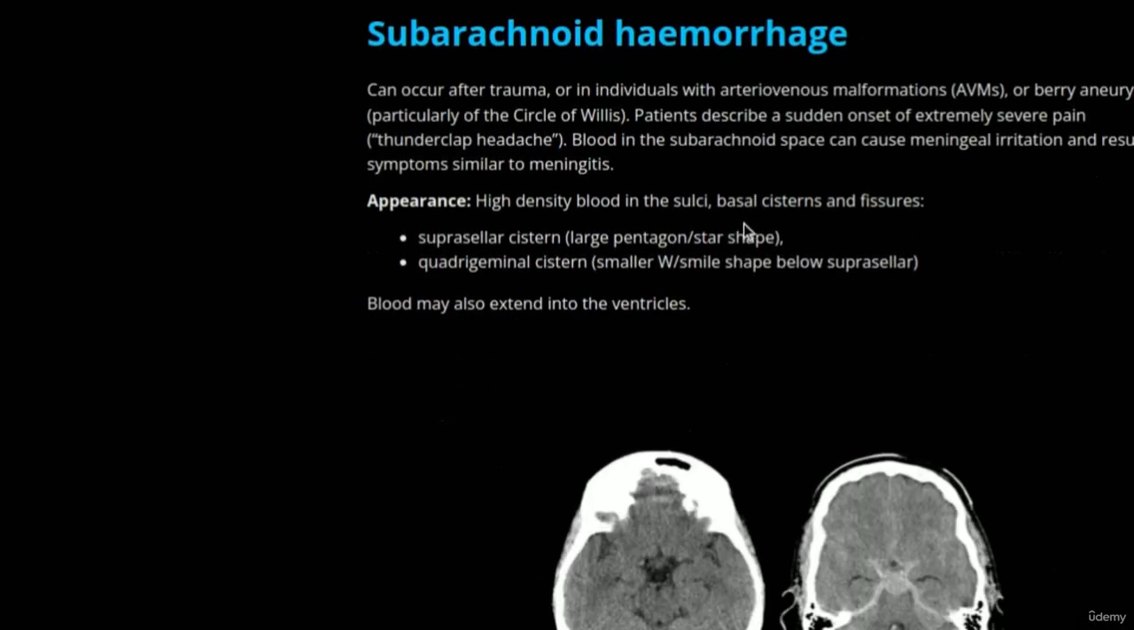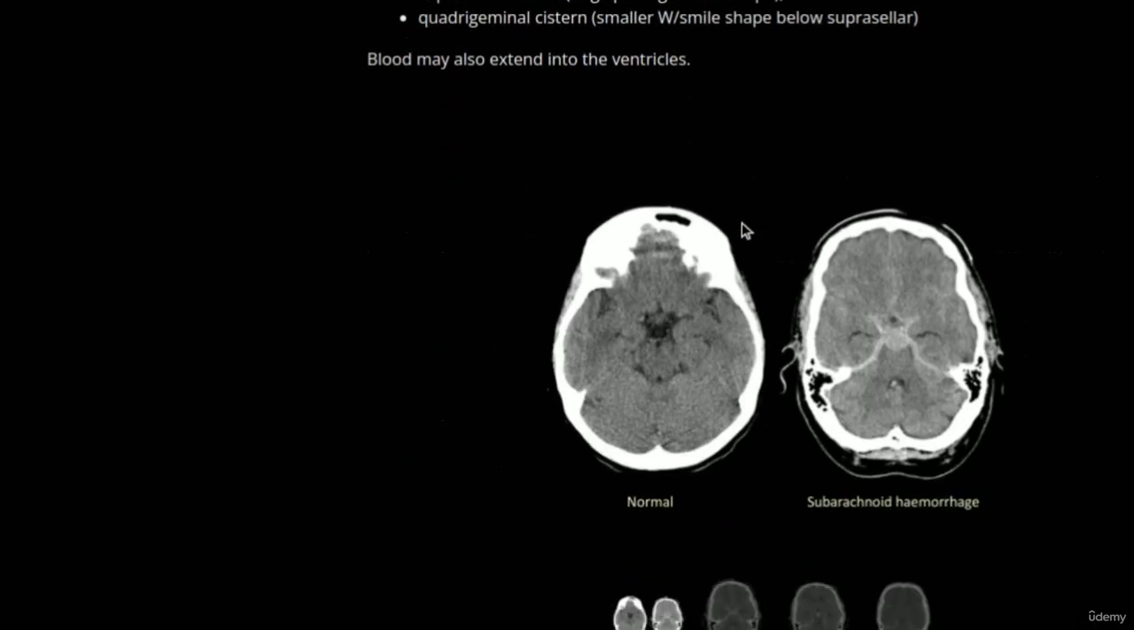Now let's talk about subarachnoid hemorrhage. Here we have a normal CT scan, and here we have this hyperdensity in the basal cisterns, here, and the quadrigeminal cistern. As we see here, we have this hyperdensity. It's abnormal because normally the quadrigeminal cistern and the suprasellar cistern are dark, but here we have this hyperdensity, and it's a synonym of subarachnoid hemorrhage.